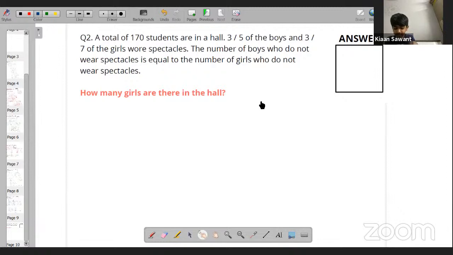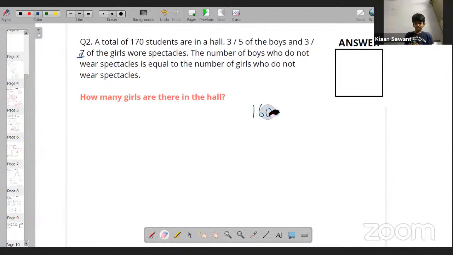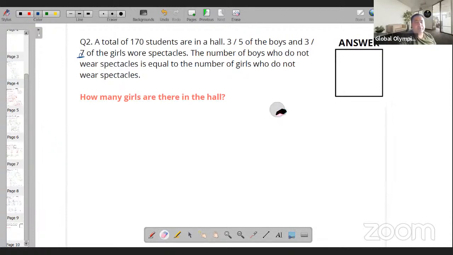First of all, 160. Is it divisible by 7? No. Then you need to think about it when you get an answer, always think logically. The girls are divided into 7 equal parts, out of which 3 parts are spectacle-wearing girls and 4 parts are non-spectacle-wearing girls. If 160 cannot be divided into 7 equal parts, well, girls are not pizzas that you can just slice them up, right?